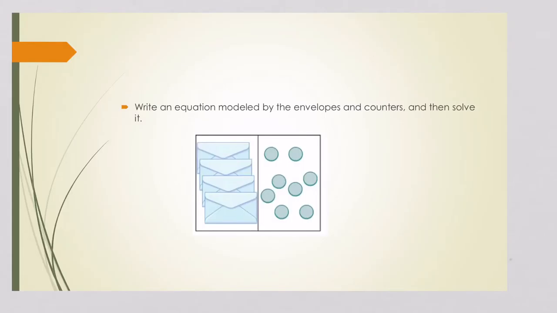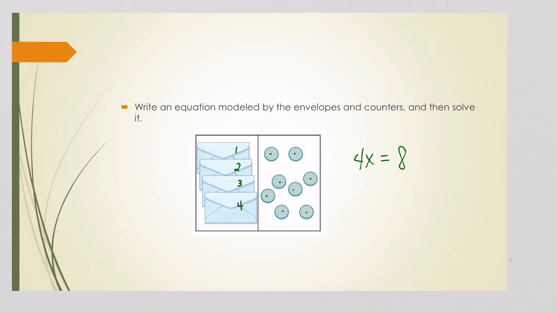Okay, for this problem right here, remember whenever we had the envelopes before, and the envelope stood for something that we don't know? Well, in this case, we have how many envelopes? There's one, two, three, four envelopes. So I'm going to say 4x equals, and how many circles do we have? 1, 2, 3, 4, 5, 6, 7, 8. We have 8 circles. So how many circles need to go in each envelope? Well, in this problem, we know that they're split up evenly because each envelope is the same variable. It holds the same amount.